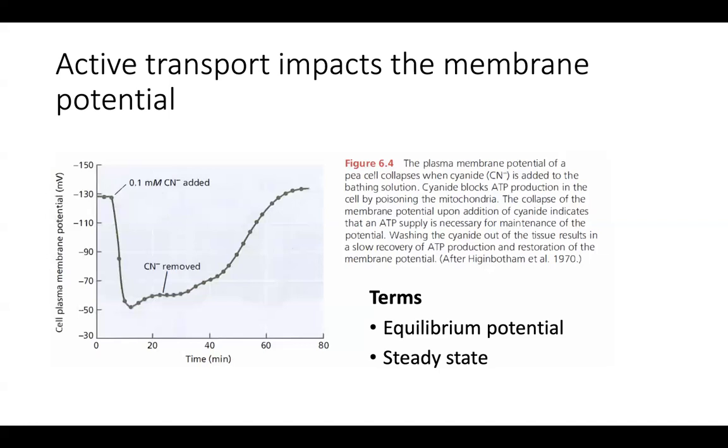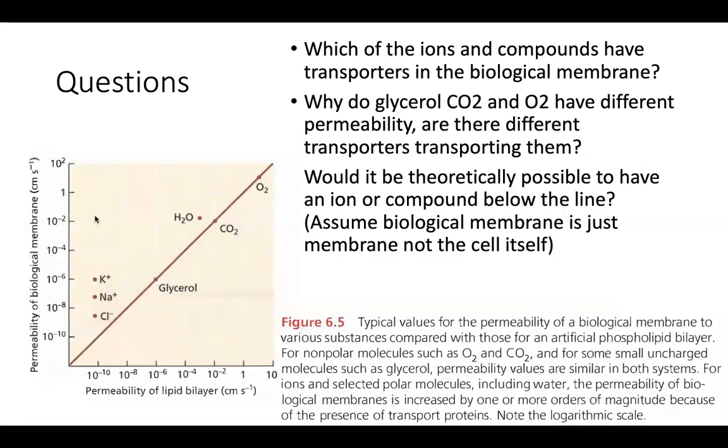Now I have one question for you. Okay, this is the question. Please answer these 3 questions by observing the graph. First question is, which of the ions and compounds have transporters in the biological membrane? I will give you enough time. Just read the x-axis, y-axis, try to understand what's going on, and then start discussion.